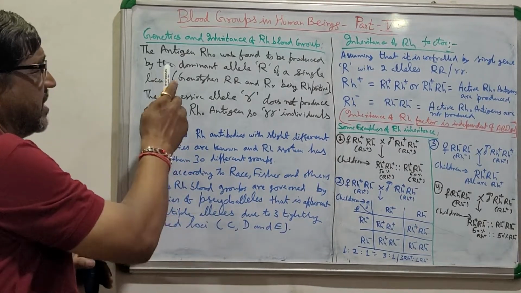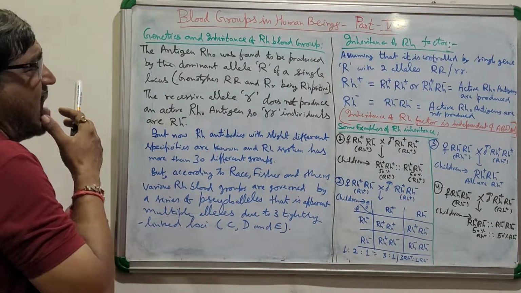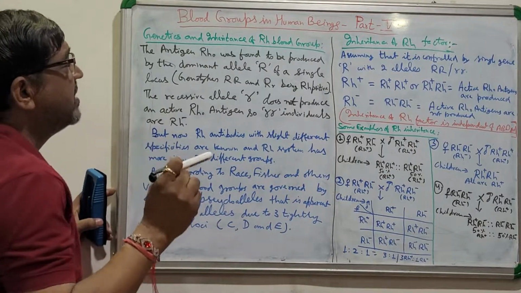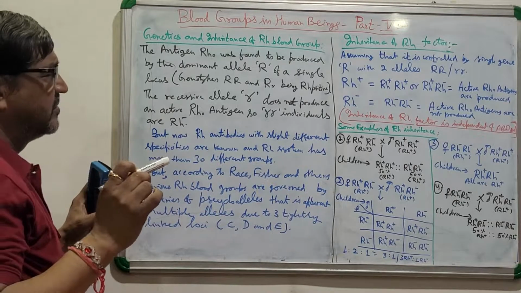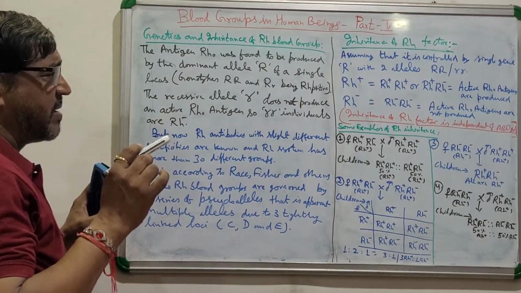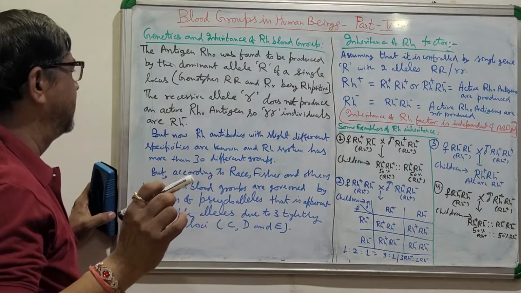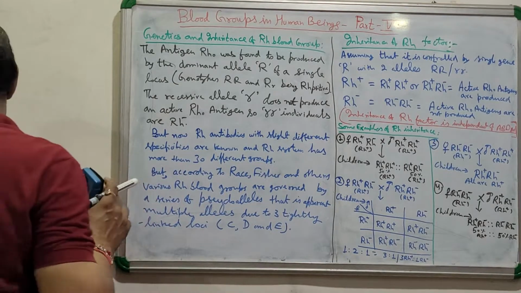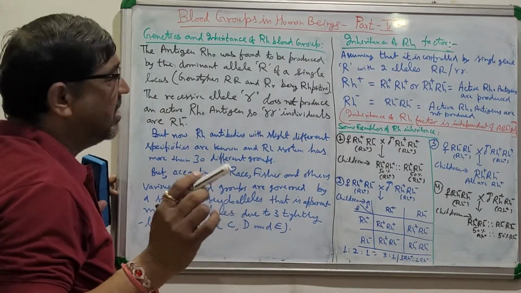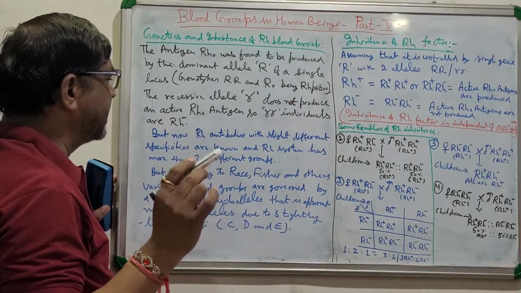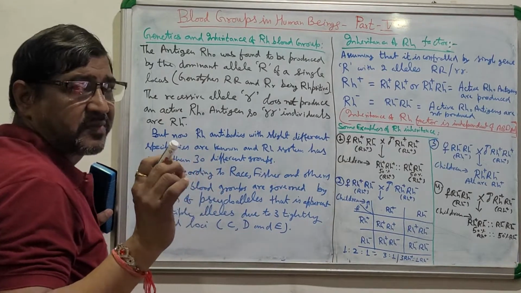Here you see the antigen Rh was found to be produced by the dominant allele R of a single locus. You can say the genotypes may be capital R capital R, or capital R small r, being Rh positive. The recessive allele small r does not produce an active Rh antigen, so small r individuals are Rh negative.